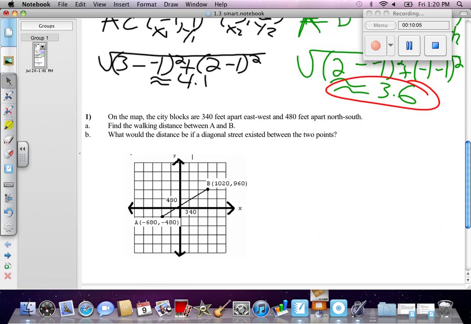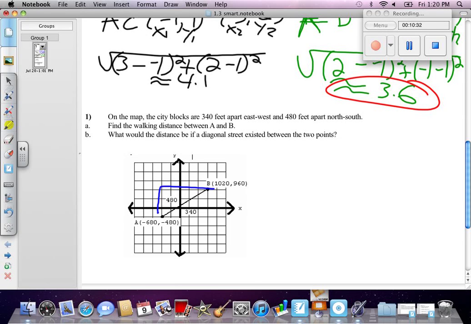are 350 feet apart, east to west, and 480 north to south. Find the walking distance between A and B. What would the distance be if the diagonal street existed between the 2 points? So first we're going to find the distance as if we had to walk along the grid. So if we walked along the grid from here to here, okay?